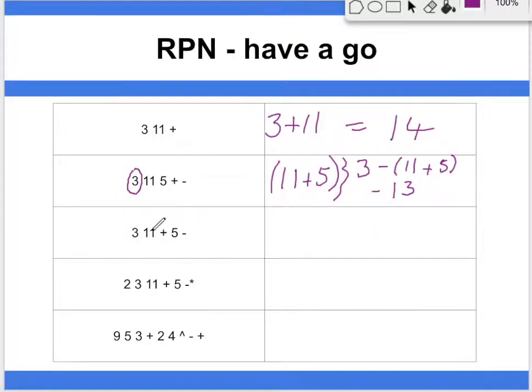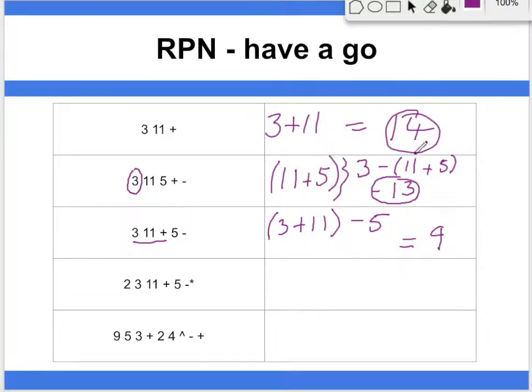With this next one, which is the same series of numbers, just changed around a little bit, what we're doing this time is 3 plus 11, because we're doing that part of the equation first. Notice, based on the previous video: operands being entered, operator, pop it off, evaluate, and then we perform the next one, and then the next sequence. So that's minus 5, so that's going to be 9. I'll just circle my answers so you can see them more clearly.